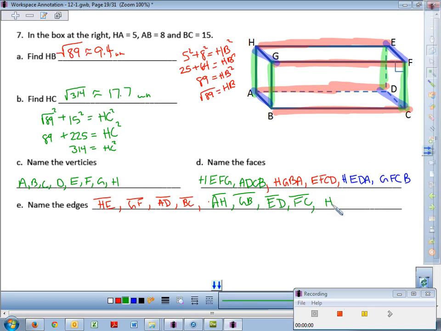So segment H, blue, blue, blue, blue. Segment HG, segment EF, segment DC, segment AB. So 12 edges. Because the shape of the base is a rectangle, which has 4 edges, you just take that times 3 is the rule, because you'll have 4 on the bottom, 4 on the top, and 4 up and downers.